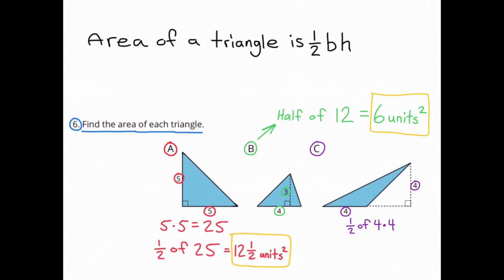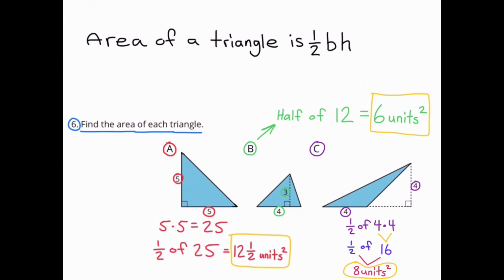Let's look at triangle C. The base is 4 and the height is 4, so half of 4 times 4, or half of 16. Since half of 16 is 8, the area of this triangle is 8 units squared.